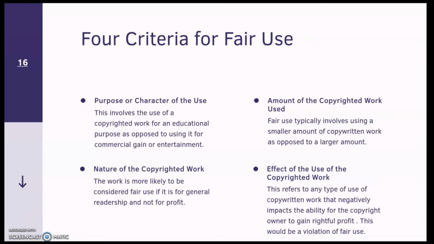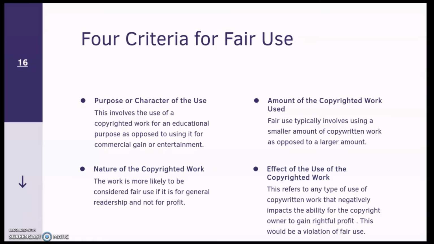Another criterion would be nature of the copyrighted work. So the work is more likely to be considered fair use if it is for general readership and not for profit. So the copyright owner is the only one who has the right to gain profit from his or her own work, not someone who is referring to it or using it for secondary purposes.